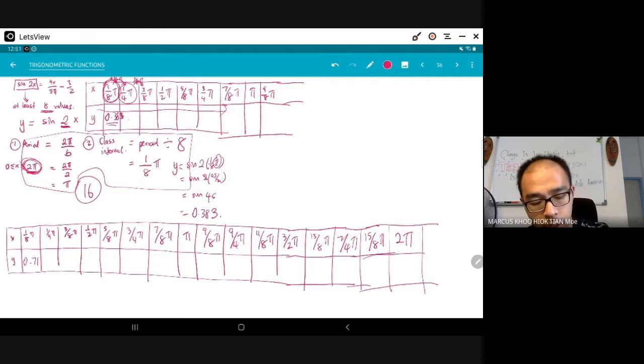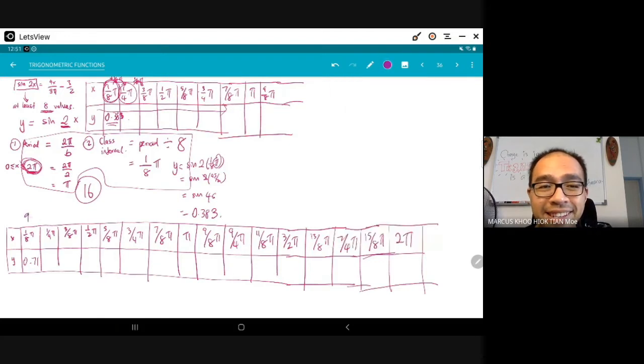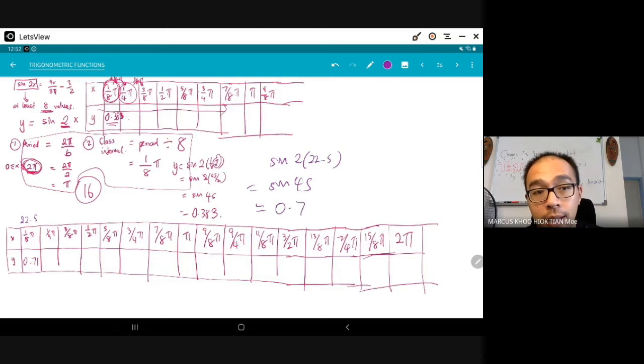Sine 22.5 will give us sine 45, which is 0.7071. Oh no, sorry. I want to write not 90 degrees, but now 22.5 degrees. So you get sine 2 times 22.5, so sine 2x, where x is 22.5.